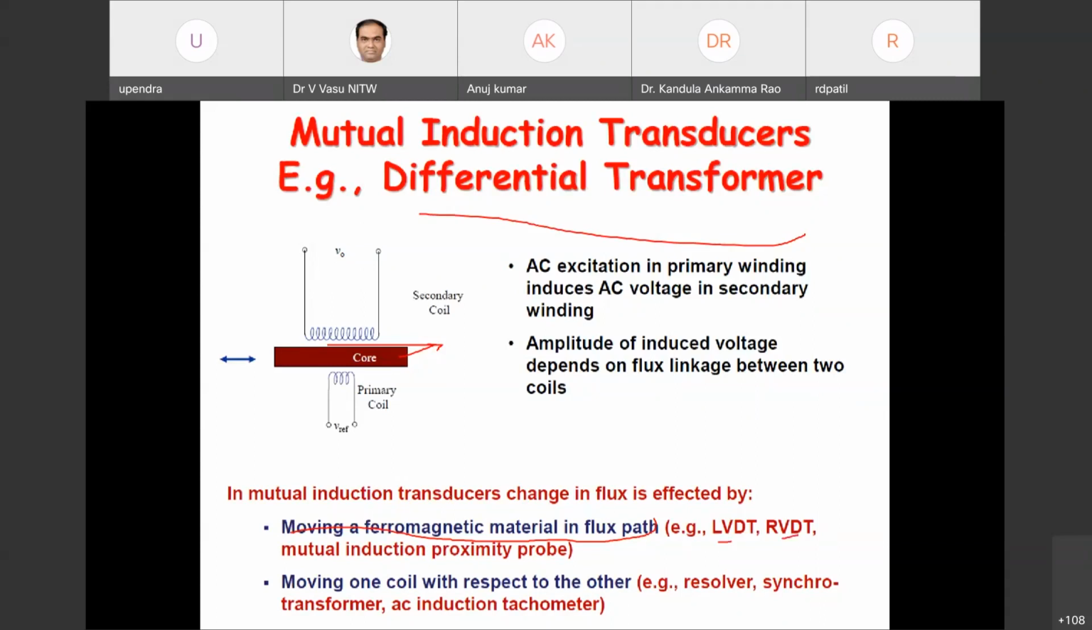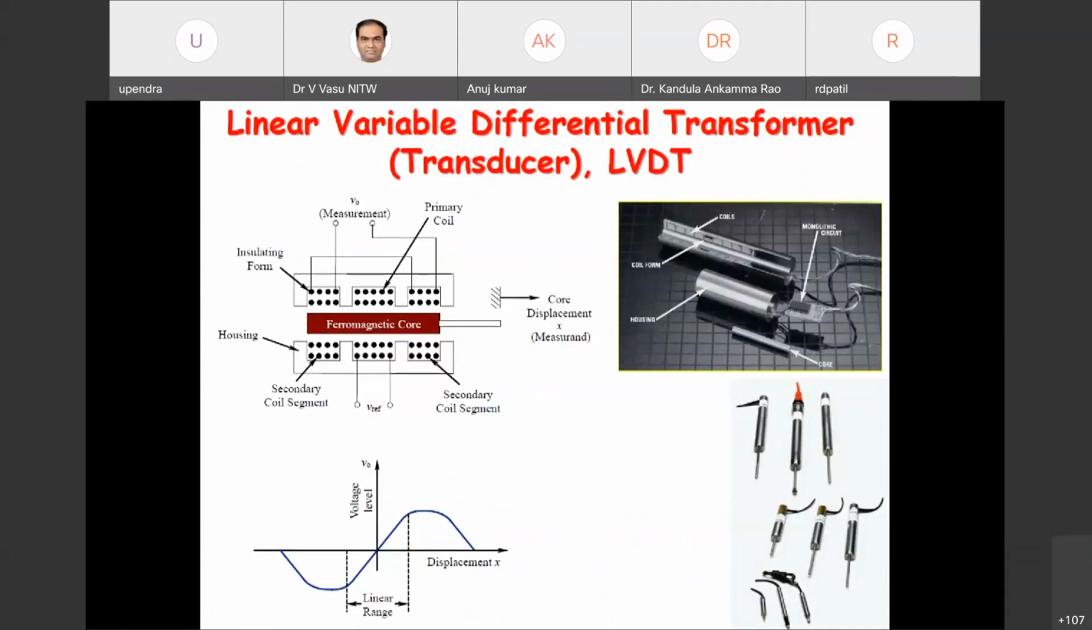Okay, if the coil itself is moving, then the core will be constant, the primary is constant, and the secondary coil is moving. That is mainly used for the resolver. The resolver is mainly used for measuring rotary displacement in robotics. Okay, so this is the main principle.